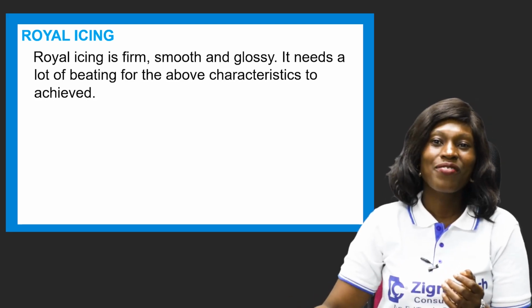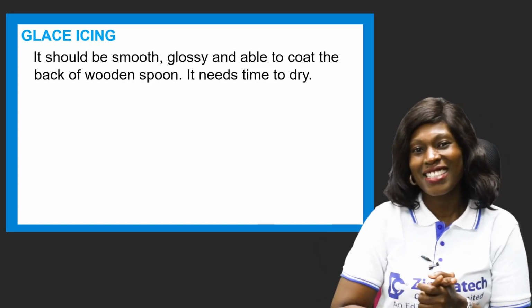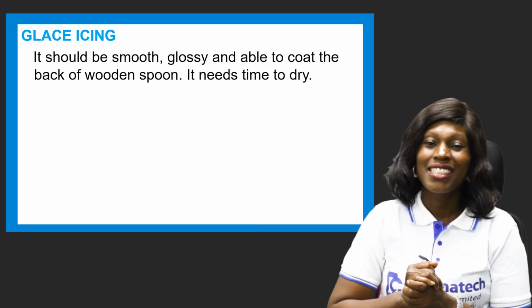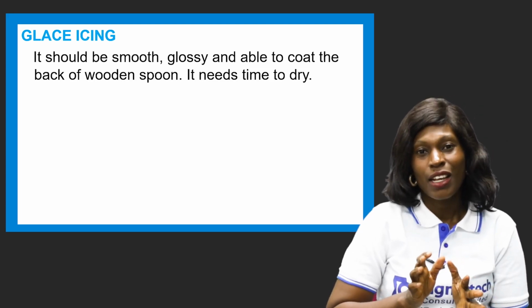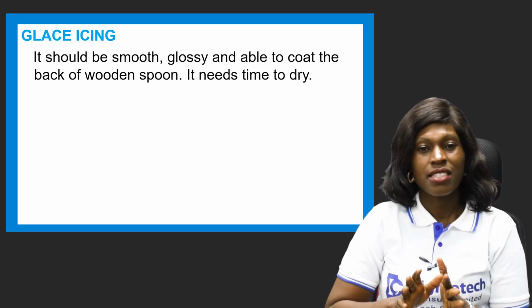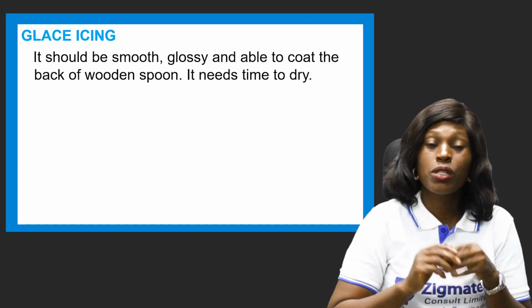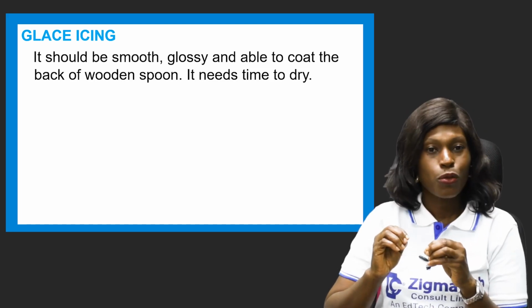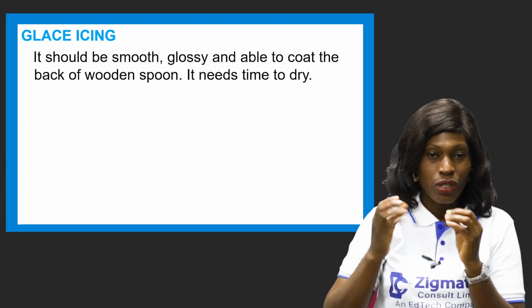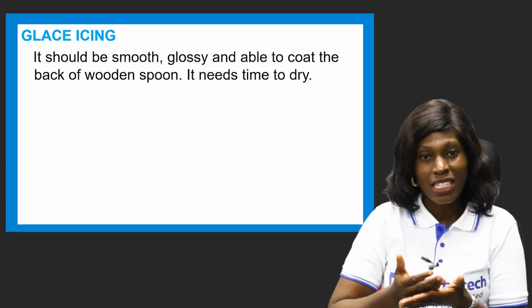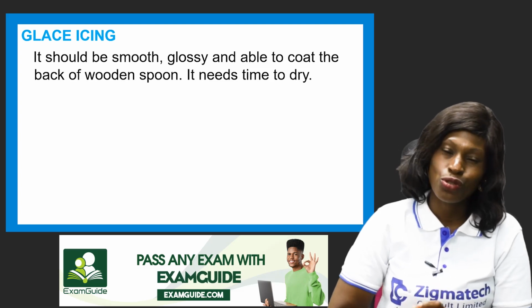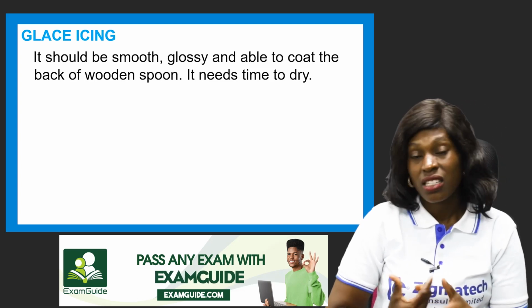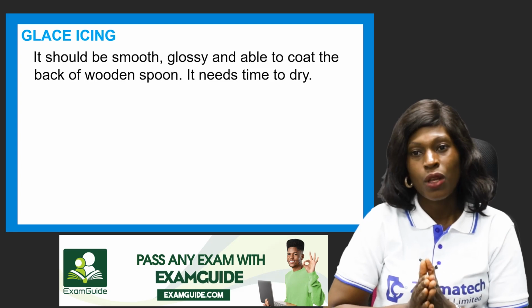Then we also have, finally, the glaze icing. Now glaze icing is also used in cake decorating. It's one form of icing that is used in cake decorating. Now it should be smooth, glossy, and should be able to coat the back of your wooden spoon when you're putting it in and taking it out. You should be able to do that. Now also glaze icing needs time to dry, so you have to give it time to dry.